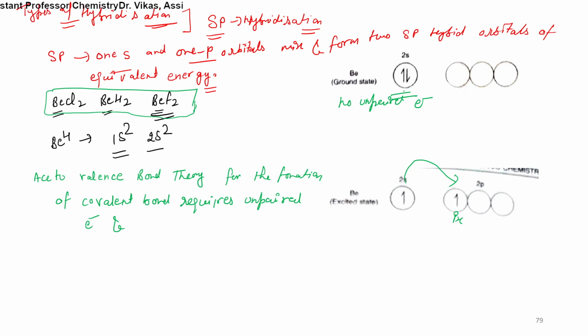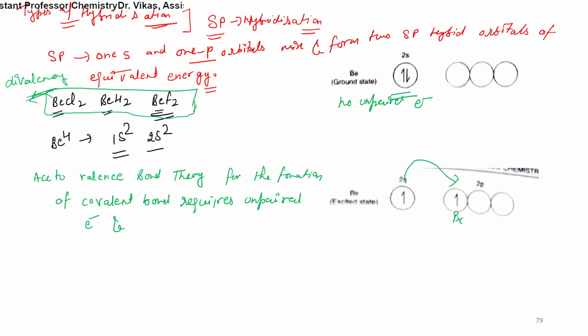However, beryllium has different types of molecules: beryllium dichloride, beryllium dihydride, beryllium dichloride. In all of these, beryllium has two chlorine atoms. That means here beryllium shows divalency. Due to that divalency, beryllium forms two bonds with chlorine atoms, one with one chlorine atom and the second with the second chlorine atom. So that is the case. Maybe an electron is promoted from the ground state to the excited state.